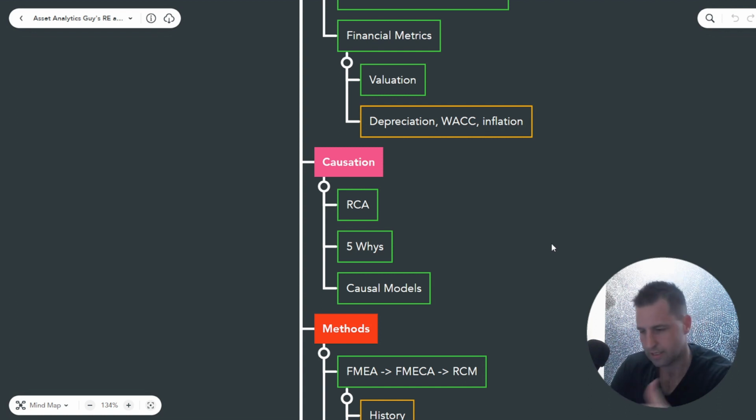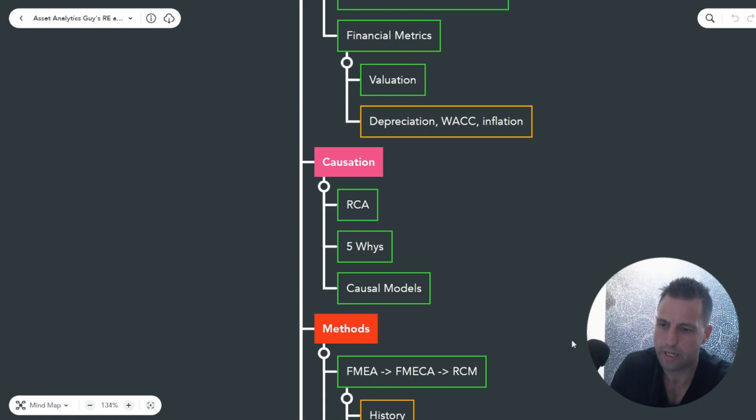Similar with 5 whys, it's the same sort of thing. Why did this happen? Why did this happen? Why did this happen? All cause and effect. We look at causes in terms of causes of failure modes in an RCM context. So it's really key to have a really good understanding of how cause and effect works in the physical world. So getting your head around RCA, 5 whys, and causal models is a really good start.